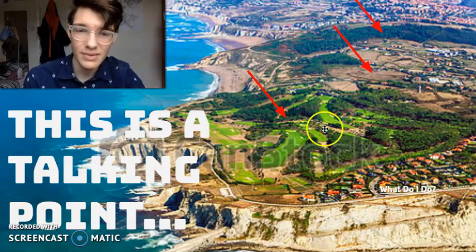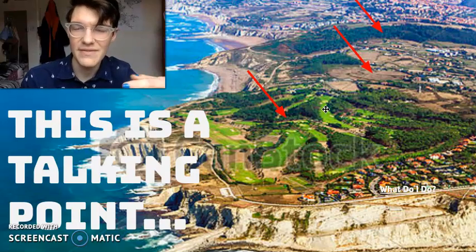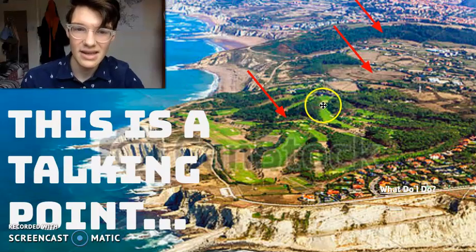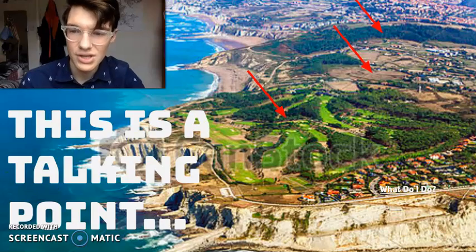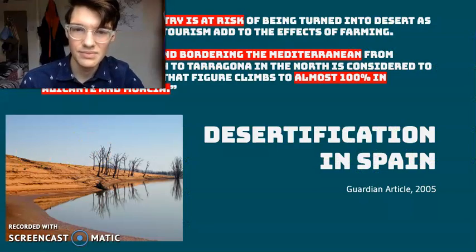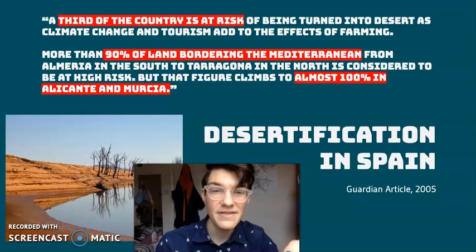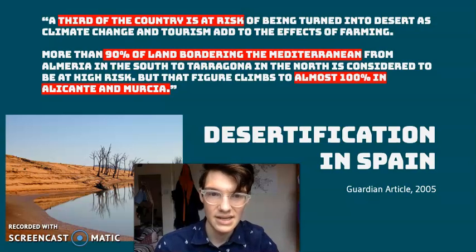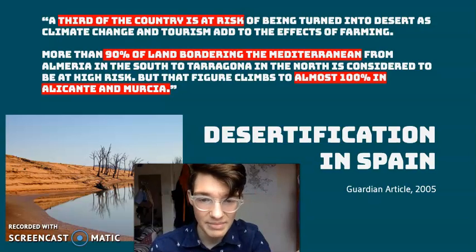So if we think about it, if you're going on holiday to Spain, are you going to go to a golf course and support that industry and give them your money to keep doing what they're doing? If we can see here, this is not natural, and the effects that it's having are huge. So, for example, in Spain, a third of the country is at risk of being turned into desert, as climate change especially, but also tourism adds the effects of like farming practices.